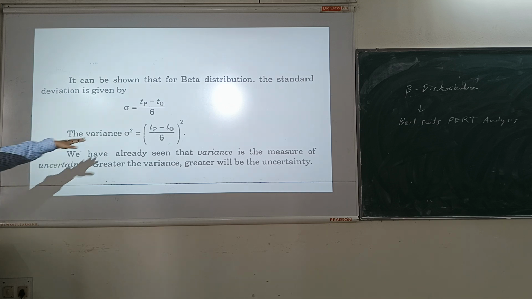And the lesser the variance, the more precise it is. If the least time and maximum time are closer, then you can say the precision is more, so the uncertainty is less. This is the logic behind the value of the variance. Okay, all of you have understood?